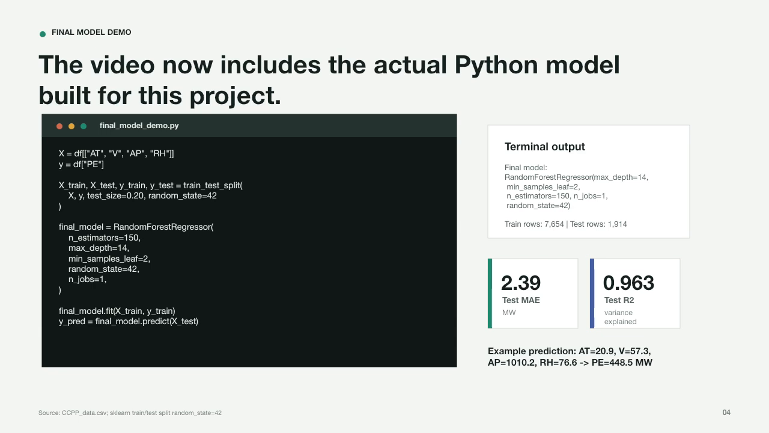After fitting the model, it predicts on the held-out test set. The terminal output shows the actual model object, the train and test row counts, and the same final metrics used in the deck. Test MAE of 2.39 megawatts and R squared of 0.963.